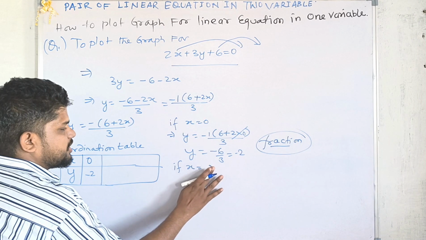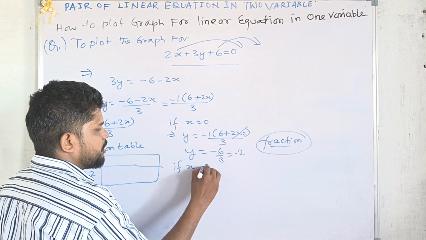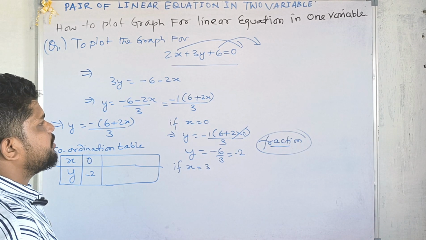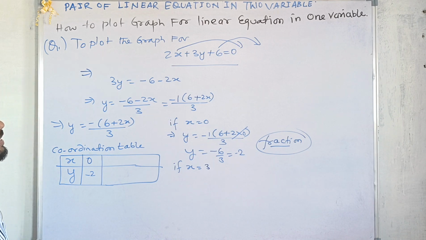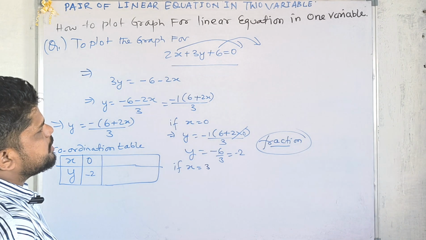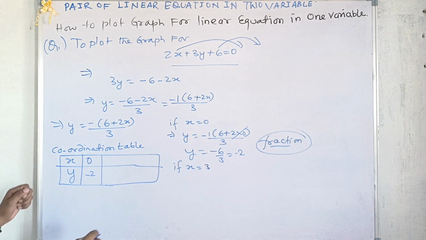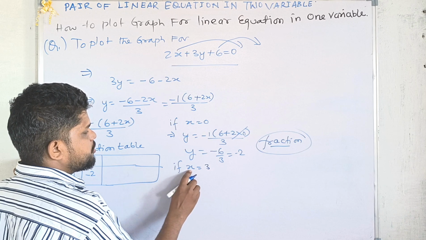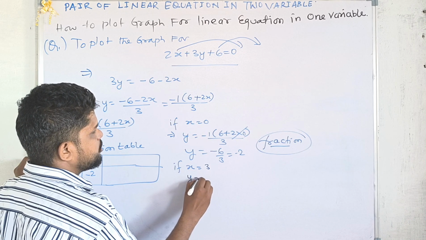Okay, now just try for the value x is equal to 3. If we put the value of x is equal to 3, what will we get? If we put 3, we will get 6 plus, okay, we will get something like a whole number. Now let's just try. So for the value of x is equal to 3, we will get the value of y is equal to what?